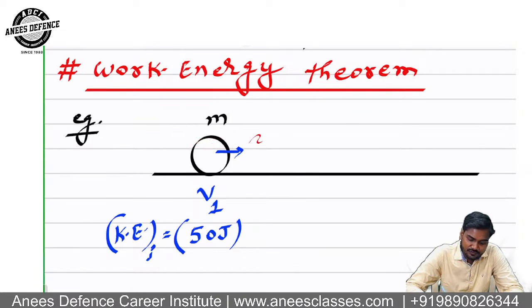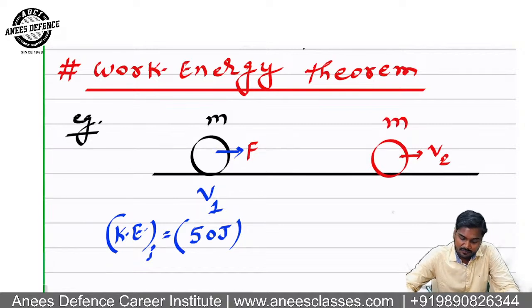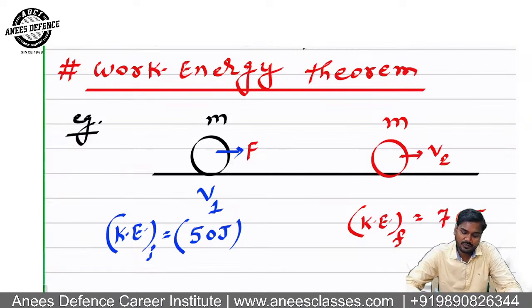After applying force, the new velocity of the object is v2, the mass is the same, and the final kinetic energy is increased. Just consider any data, for example, the final kinetic energy is 70 joule.